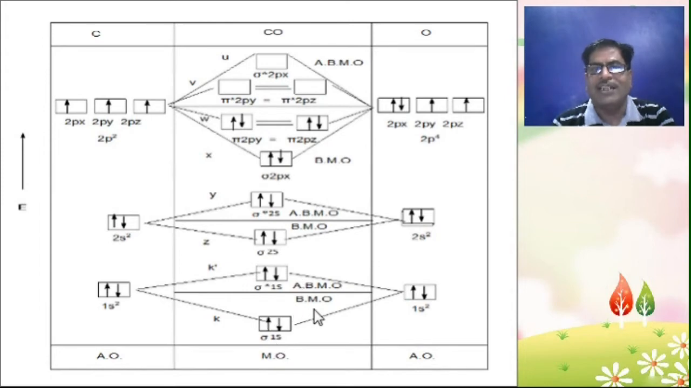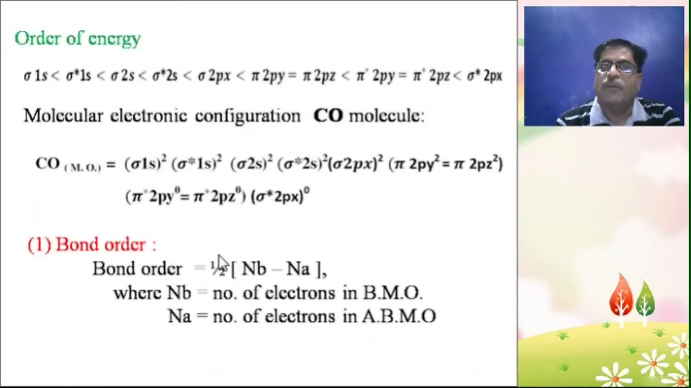Now let's see how many electrons are in BMO and how many are in ABMO. Here 2 plus 2 is 4, 6, 8, 10. Total 10 electrons are in the bonding molecular orbitals, and 2 plus 2, 4, total 4 electrons are in the antibonding molecular orbitals. So now let's see the order of energy and bond order.